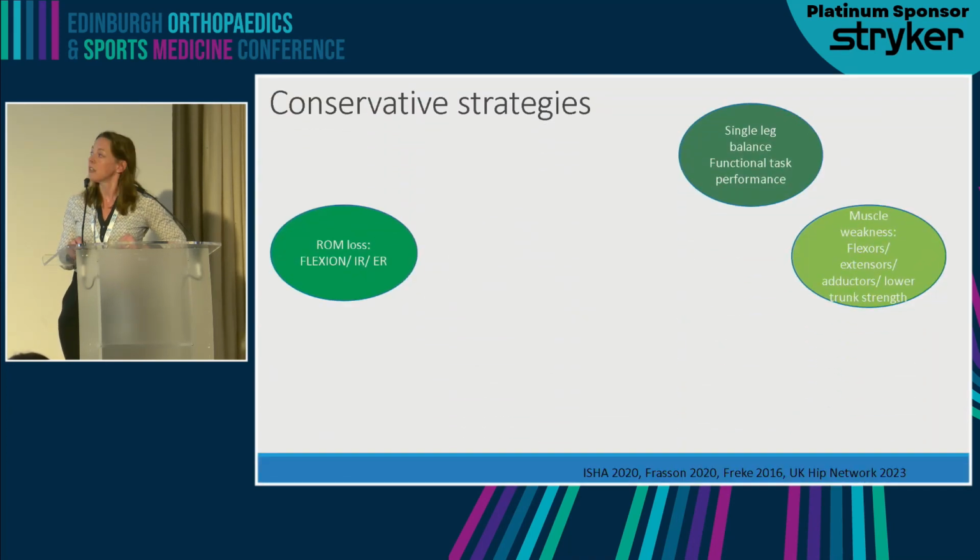So in terms of conservative strategies, we need to look at really what the impairments are, what we are trying to treat. So we know from the evidence there are a range of movement losses in terms of flexion, internal rotation and external rotation. We also know that there were muscle weaknesses in the flexors, extensors, adductors and in the lower trunk strength. And we also know that single leg balance and functional task performance is also down in this group.